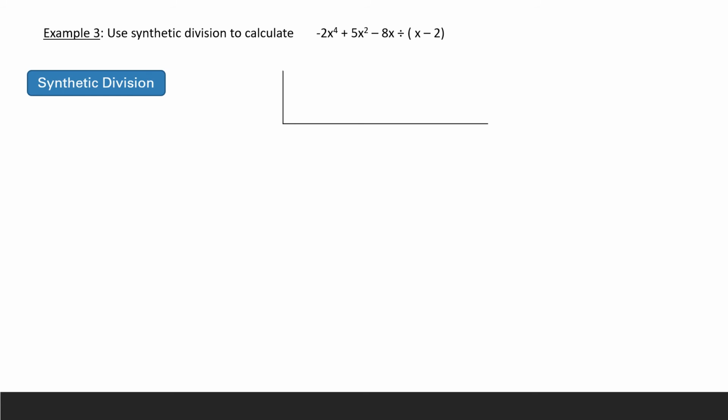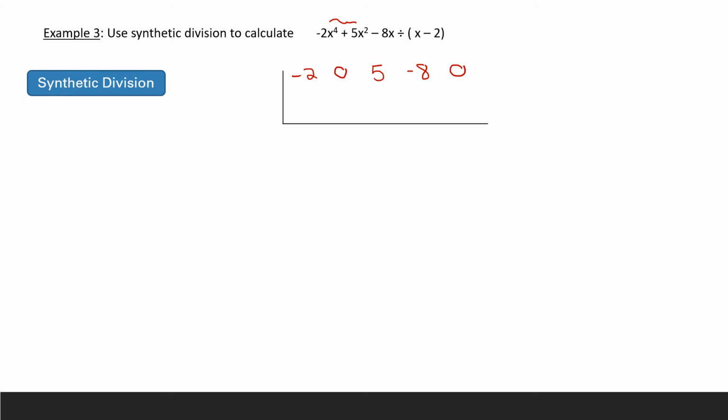So what we have to do first, I've set up my kind of operation symbol here for synthetic division. And I'm going to write the coefficients across the top part. So my first coefficient is a -2, but now notice that we're missing some stuff in between. We have an x to the power of 4 and x to the power of 2. We're missing the cube, so I'm going to have to put a 0 there for that placeholder. Then I go to the x to the power of 2, which is a 5. Then I go to the x, which is a -8, but I'm also missing the constant term, which is really x to the power of 0. So I'm going to have to put a 0 there.